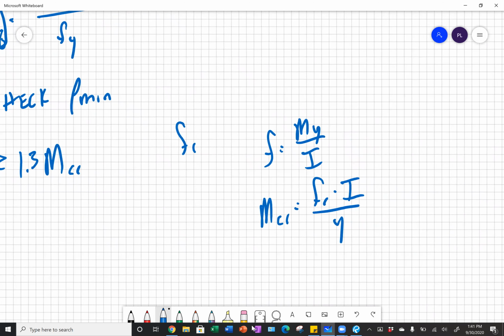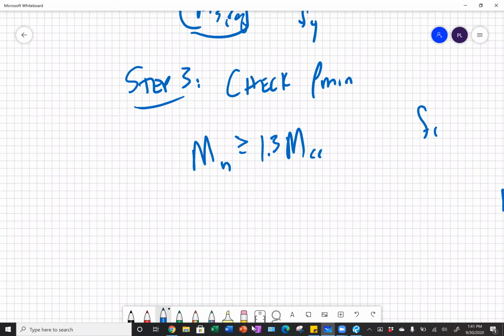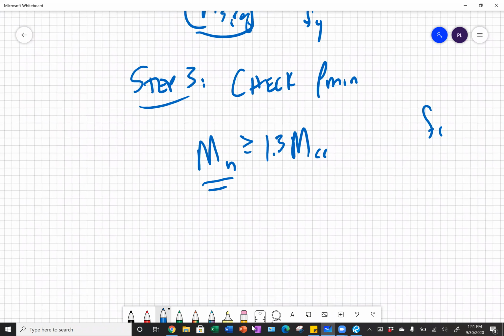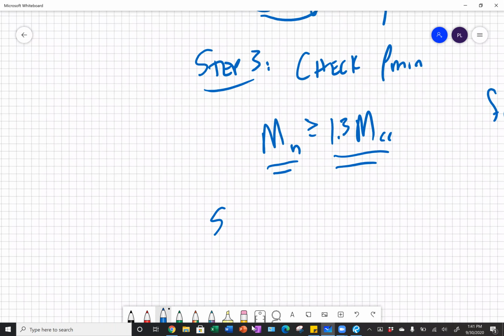So I is always going to be b h cubed over 12, and our y for a rectangular section is h divided by 2. And so we can solve directly for our cracking moment, knowing what type of mortar we have to compute our modulus of rupture. And so our nominal moment capacity needs to be greater than or equal to 1.3 times our cracking moment.